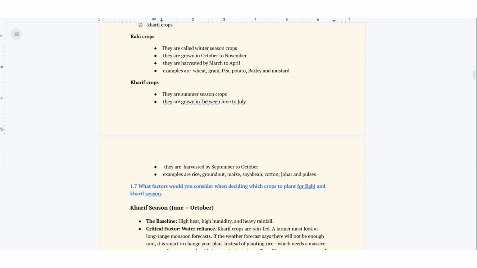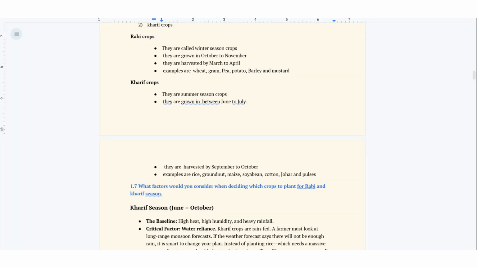So how I remember is, we receive rain or monsoon during June and July. And then what are the crops planted? And then they will be ready for harvesting by September to October. So examples are like rice, groundnut, maize, soybean, cotton, jowar, pulses.